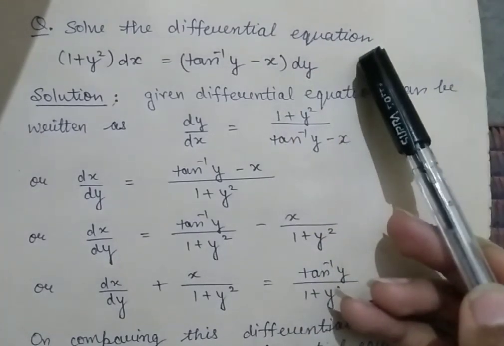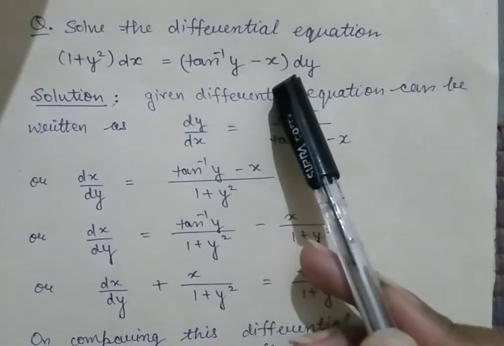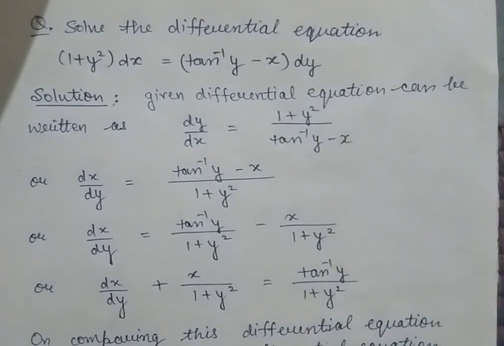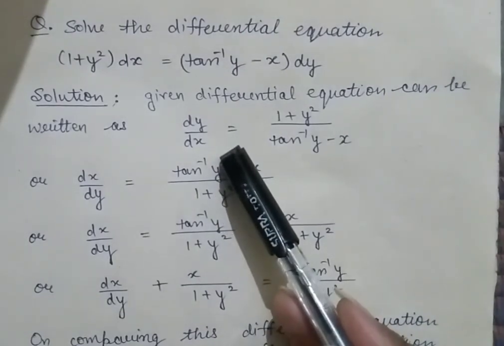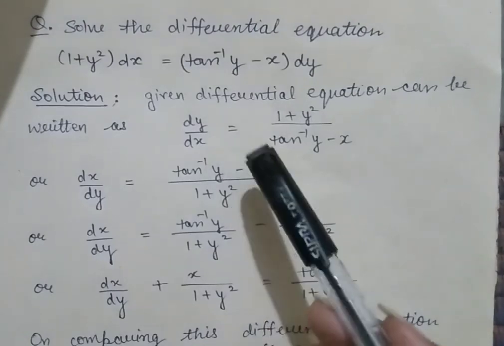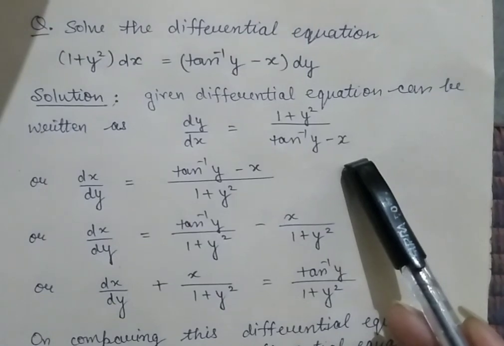Solve the differential equation (1 plus y square) dx equal to (tan inverse y minus x) dy. We want to solve this equation by the linear method. So we will first write this equation in the form dy by dx plus py equal to q, or dx by dy plus px equal to q. First we will write this equation in the form dy by dx. If I write this equation in the form dy by dx, then dy by dx equal to (1 plus y square) divided by (tan inverse y minus x).